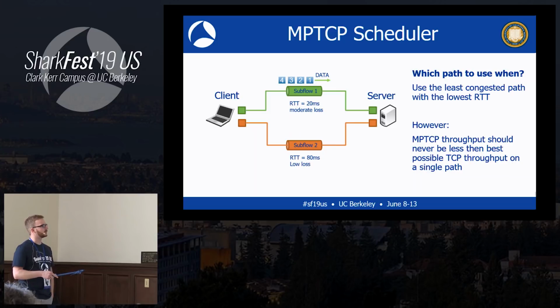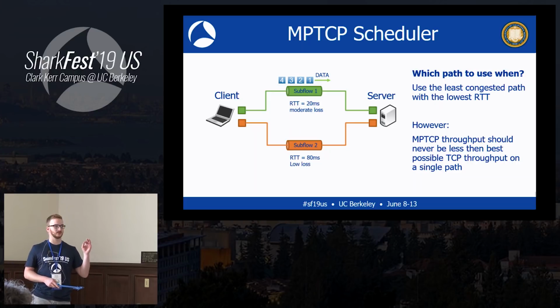But this is how TCP or multipath TCP was designed in the very beginning. What they are saying now is, please use the least congested path with the lowest RTT possible. And the other thing is that MPTCP throughput should not be less than the best possible TCP throughput you could get from a network.